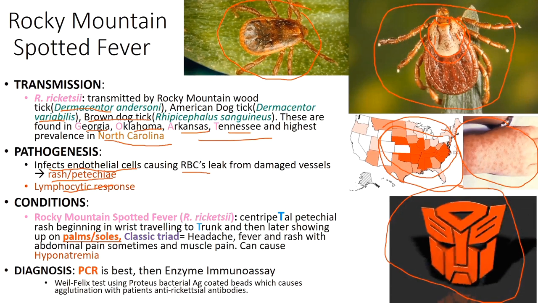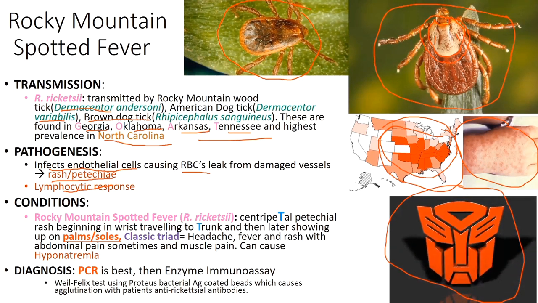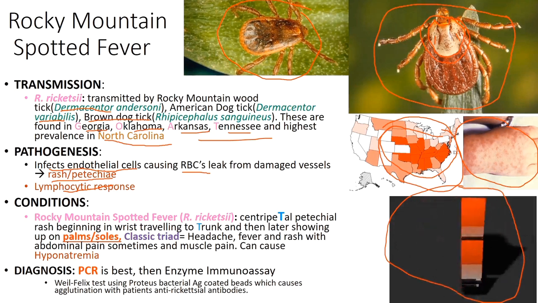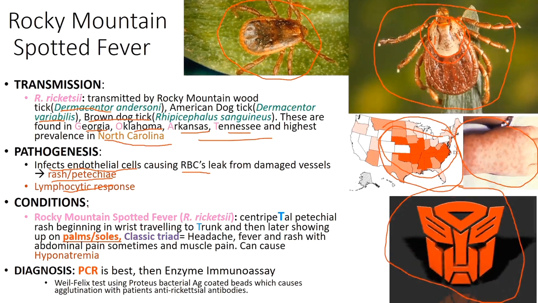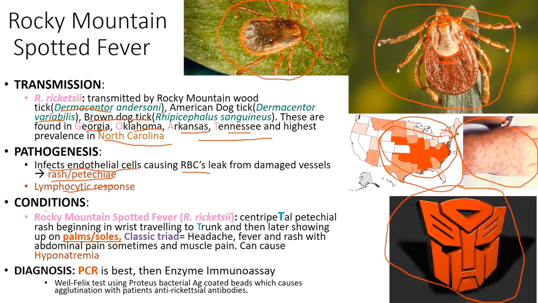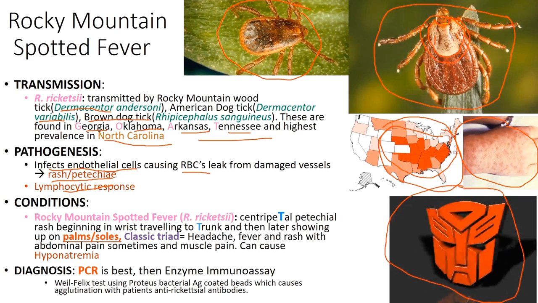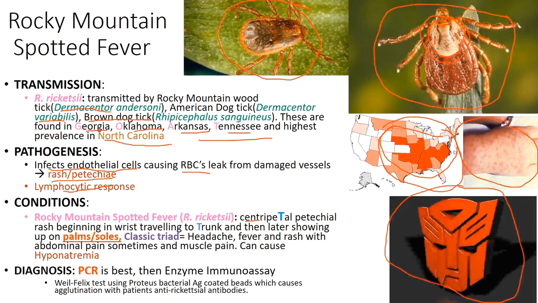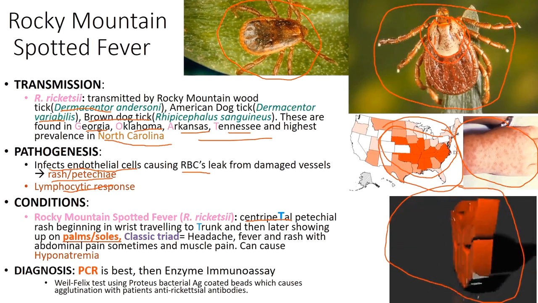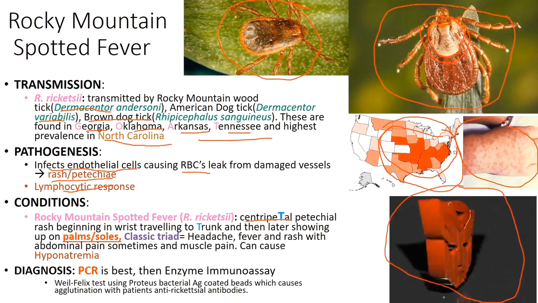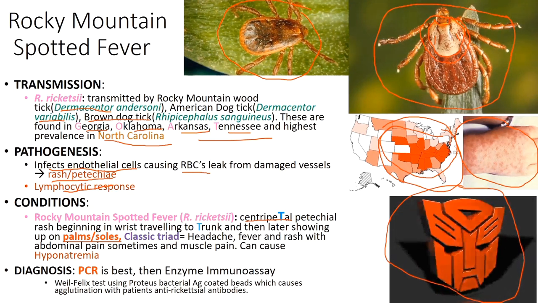Why? Because these are intracellular parasites. And so obviously lymphocytes like your CD8 positive T cells are going to be the ones responding to kill the endothelial cells that are infected with these bacteria. So this causes Rocky Mountain spotted fever, obviously. And remember from our skin lecture, we talked about that this is centripetal. So it goes to the trunk. It's rickettsia on the wrist. So it starts in the wrist, goes to the trunk, and then from the trunk, it eventually makes its way onto the palms and soles.